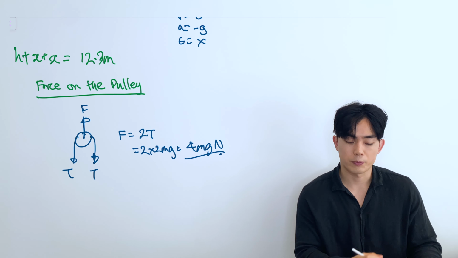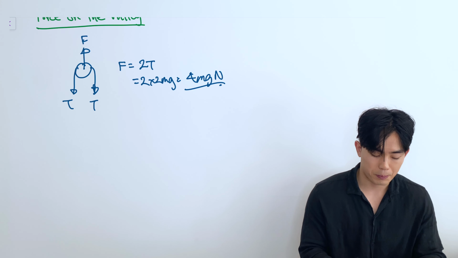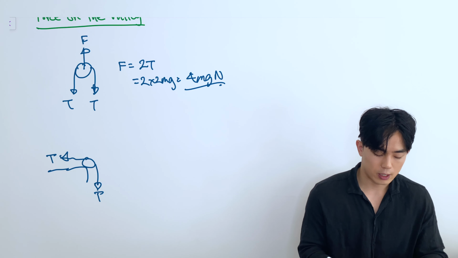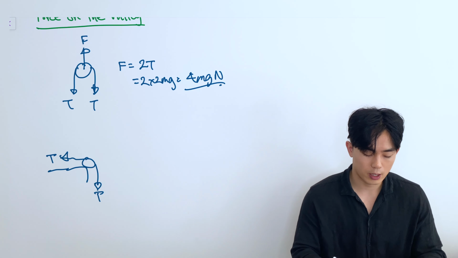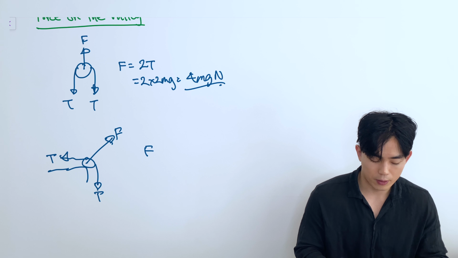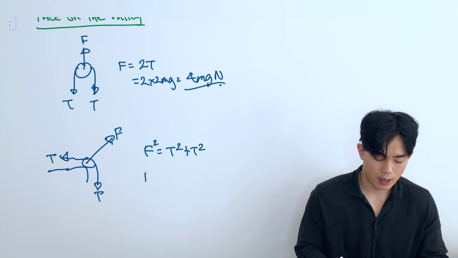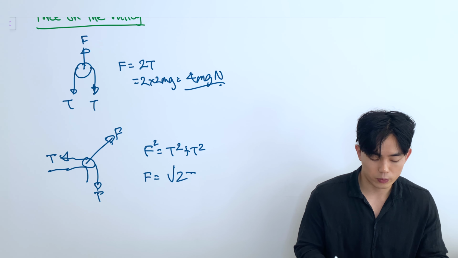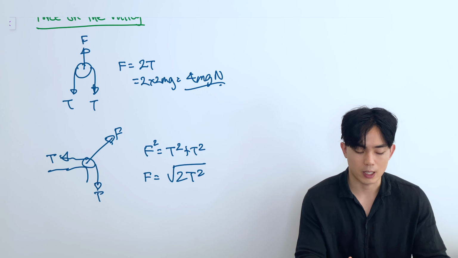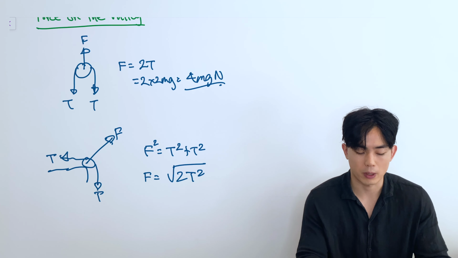And this is the case for this particular configuration. Sometimes the pulley might be on the edge of a table like here, with one particle hanging off the edge and one particle on the table, okay? So for this kind of question, there's T, T here. If they ask for the force on the pulley, then what they're asking for is this force here. And the way we work out that force is just Pythagoras, because F squared is T squared plus T squared. So F is just going to be equal to the square root of 2T squared, like this. So it just depends upon what the pulley looks like, where the pulley is relative to the particles.